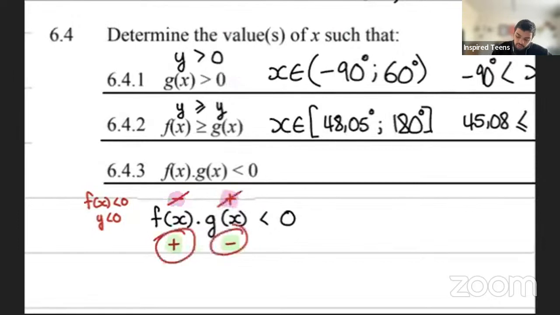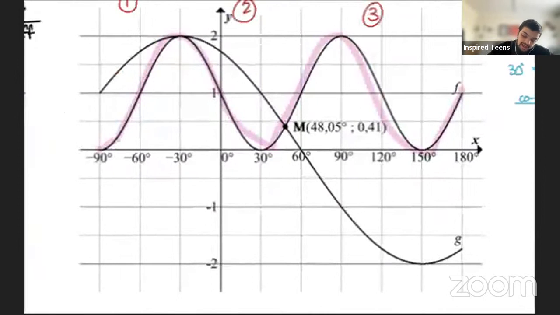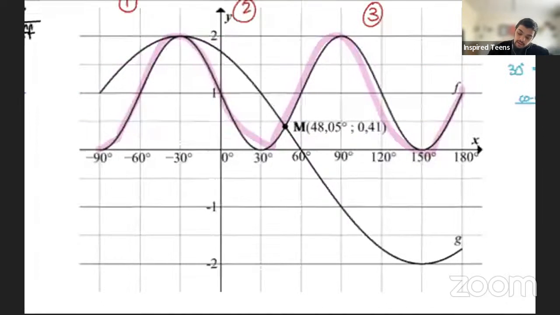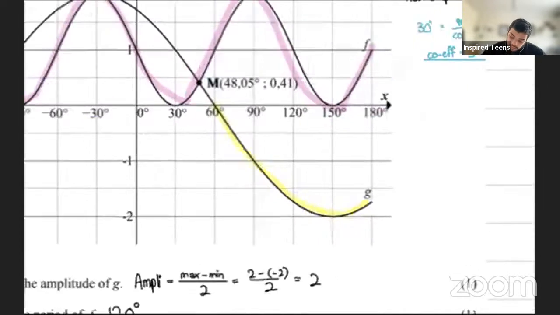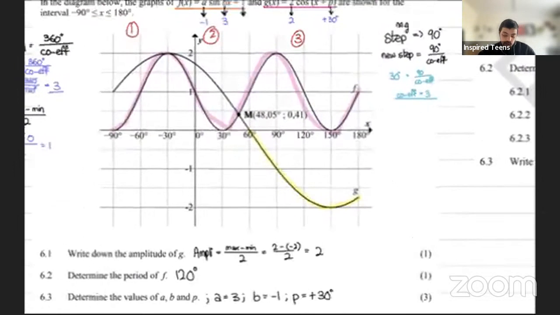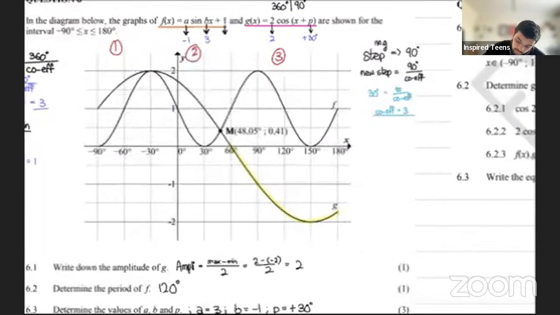Let's move on to the next one. Let's look for the part where f of x is above and g of x is below. So this is easy, because for the entire duration of this graph, f of x is above. So we need to just identify the part where g of x is now below. And where g of x is below is over here. F of x above is this entire thing.